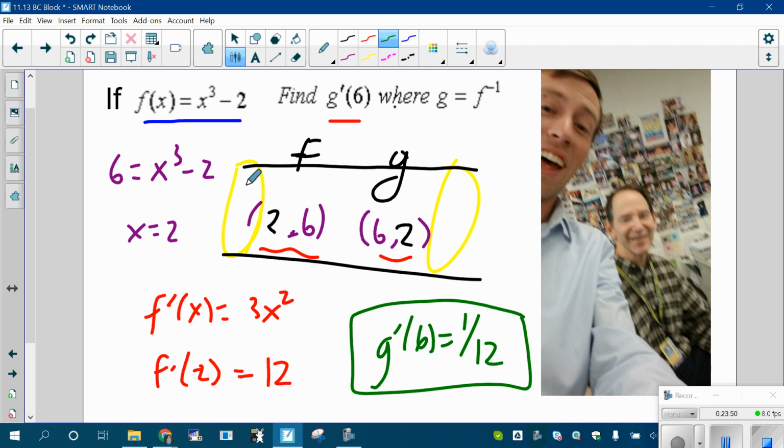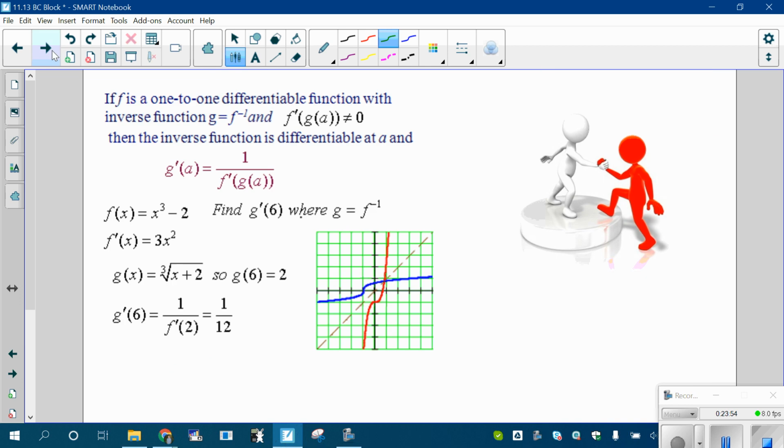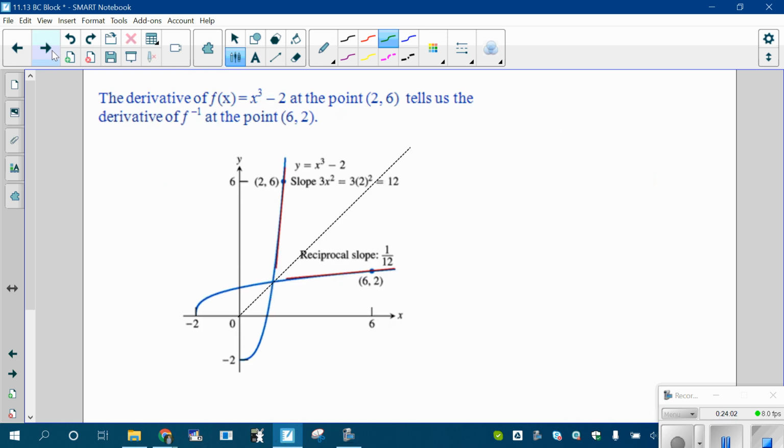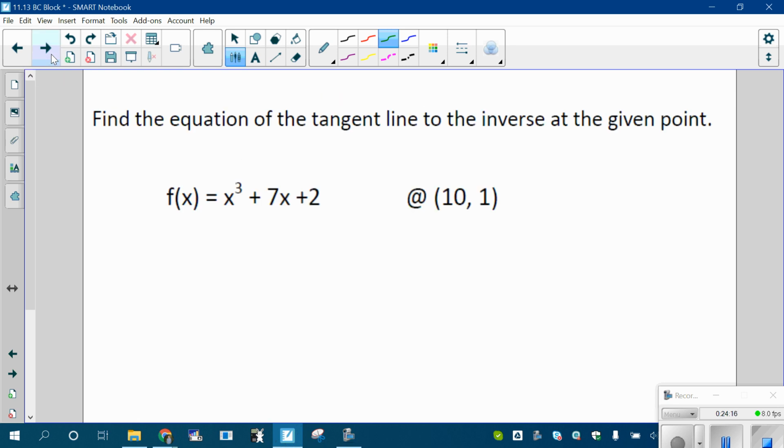I hope you're feeling better about this once you kind of get the feel for it. It's a lot of details to keep track of, but that's kind of the tricky part. There's the problem done again. There's a visual. The slope of f at (2, 6) is 12. So the slope of g at (6, 2) is 1/12. At the buddy point it is the reciprocal. Okay. All right, I'm just going to give you 2 more problems to do.